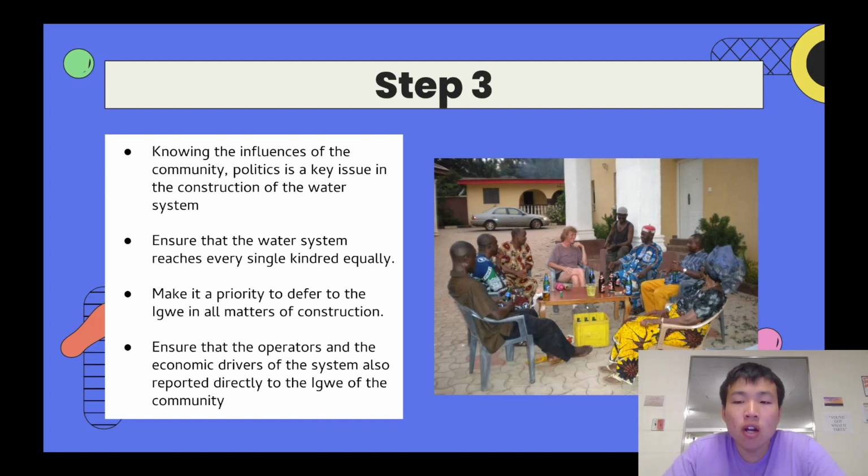We want to defer a lot of the roles of the water board and a lot of the roles of the operators who collect the fees to the Igwe. This is because the community is obviously traumatized by years of British colonialism, and they don't really trust foreign or Western power structures. Therefore, by deferring to the local power structure, we can ensure that the community really wants and actually is willing to integrate with our project and integrate with the politics of our project.